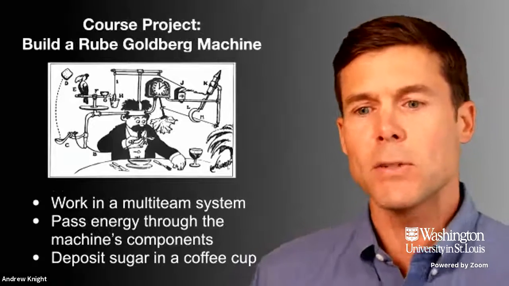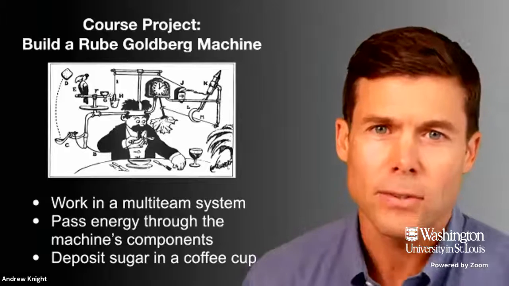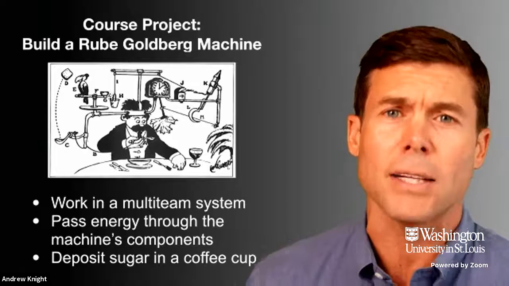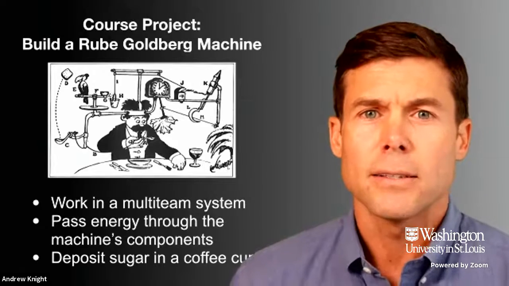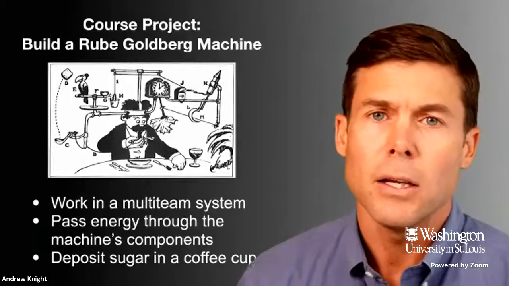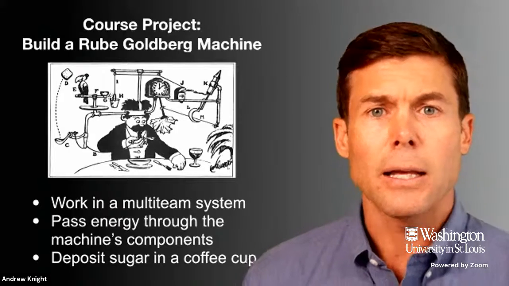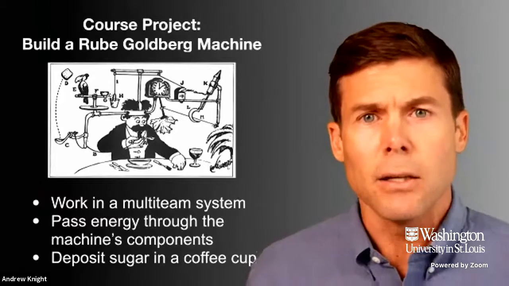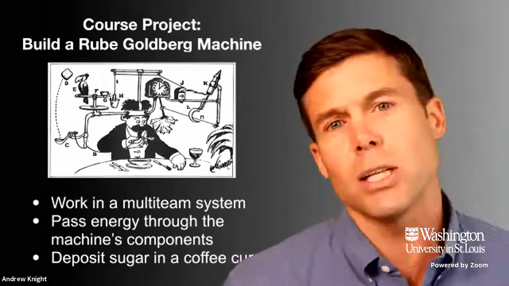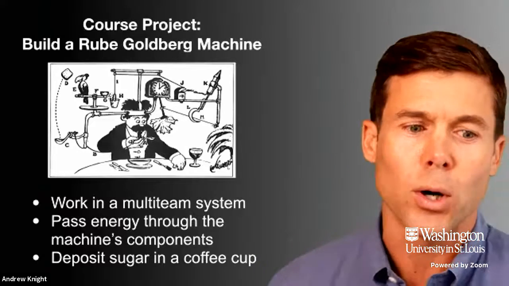Now, specifically what these folks were doing, they were building Rube Goldberg machines. And a Rube Goldberg machine is an over-engineered, overly complex machine that is designed to accomplish a relatively trivial, mundane, or simple task. And so in this course, students had to work in multi-team systems in order to design a machine that would transfer energy from one place all the way through the machine to a final outcome of depositing sugar into a coffee cup.